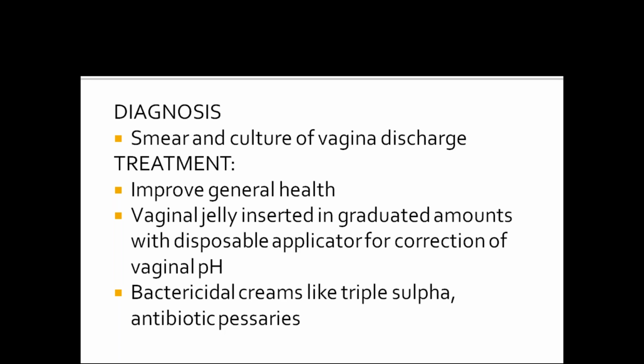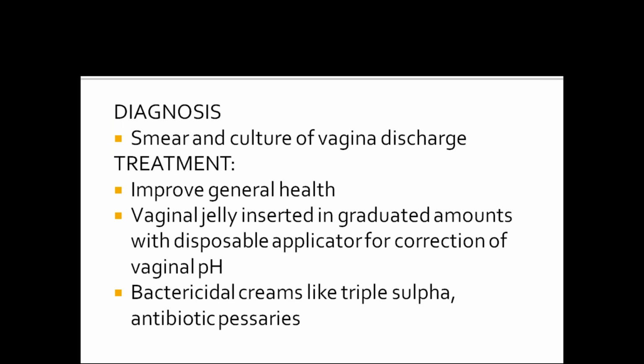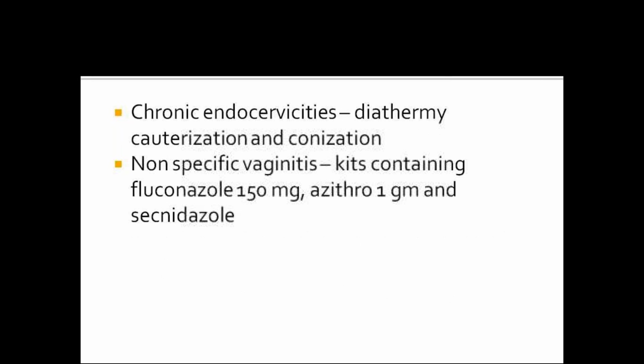Some creams will also be there that include sulfa compounds; it is a triple sulfa antibiotic. Pessaries will also increase the pH to 4.5. So immunity is maintained and the pH is maintained, which will clear out the organisms. In chronic cervicitis, you can clear the infection by using diathermy cauterization or conization.